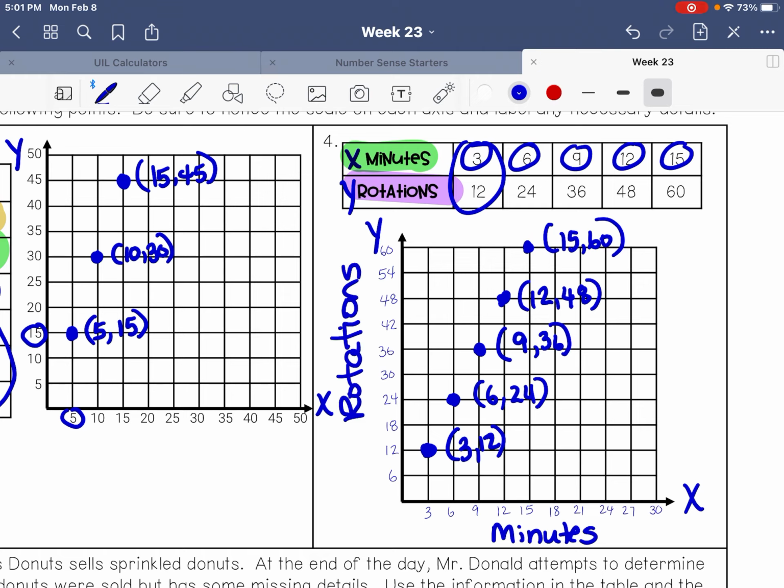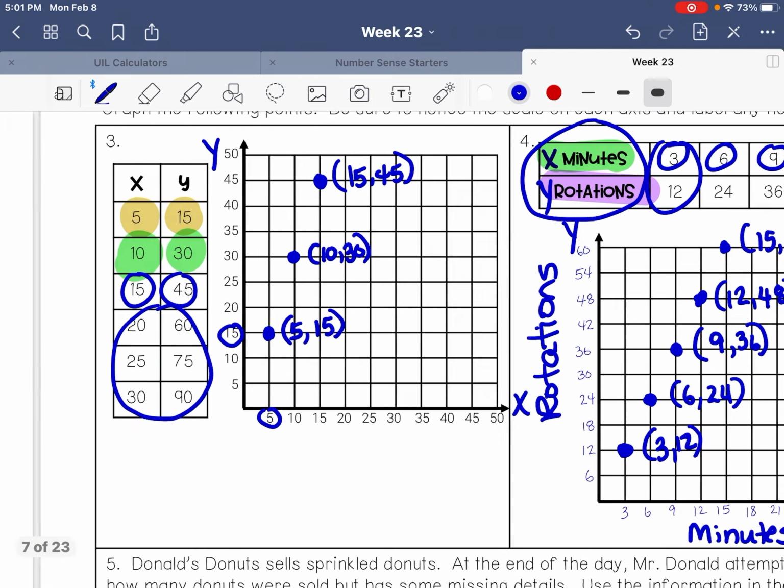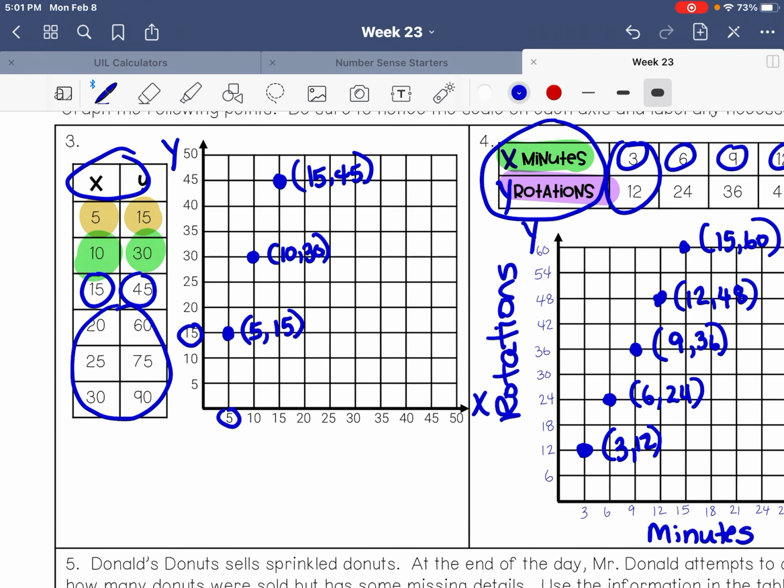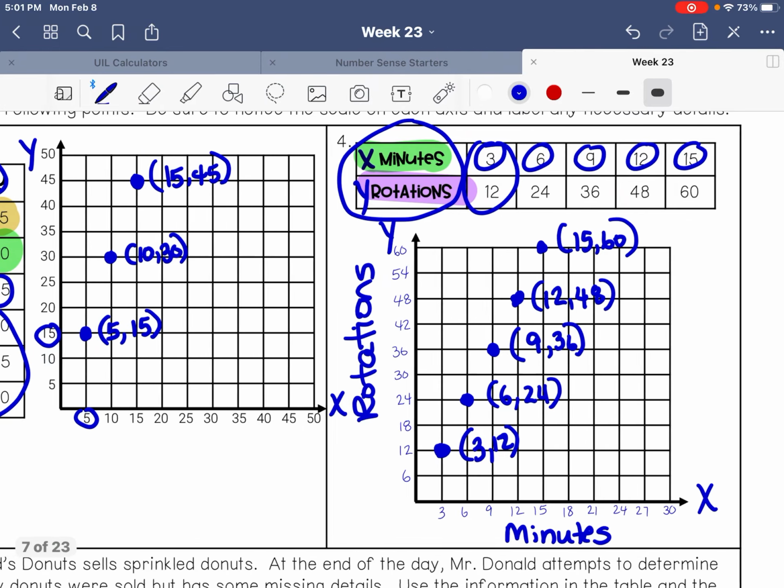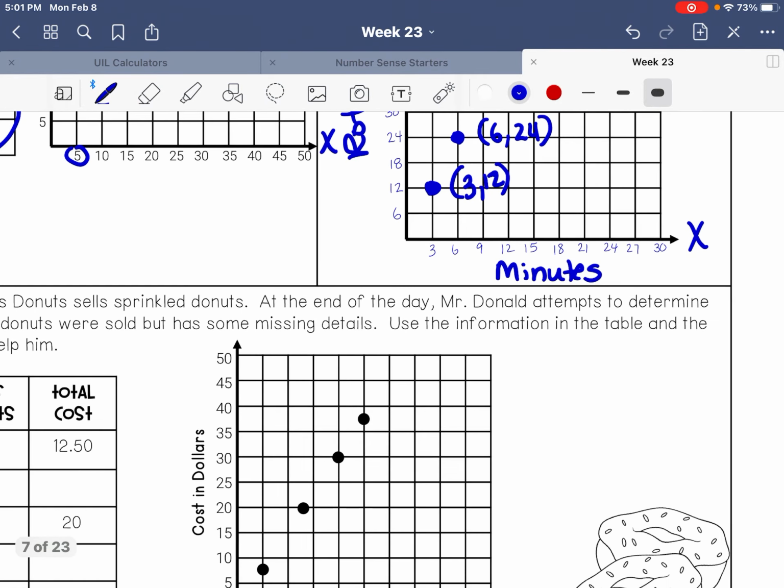If it's not labeled or designated as something, I can't be sure that you know what you're doing. So always label your X and Y according to what your table says. Now this one, the table was just X and Y, so we just had to put X and Y. But this one was labeled minutes and rotations, so we needed those words there. Okay.